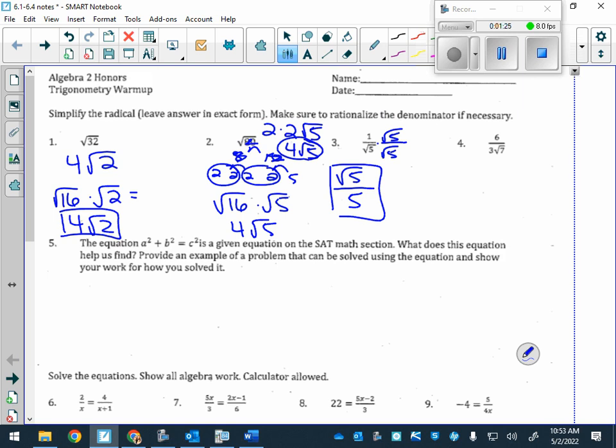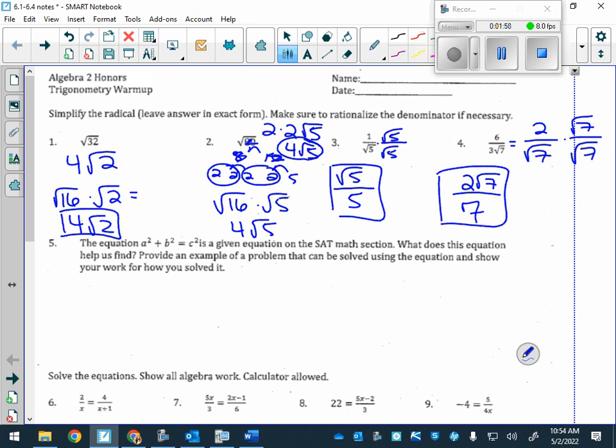Number 4, what can you do first? Brian? You could divide 6 by 3, 2 over root 7, and then it's very similar to number 3. Okay, then what do we do from here? Good, multiply top and bottom by root 7. Okay, 2 root 7 over 7.